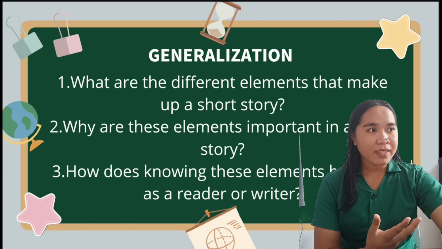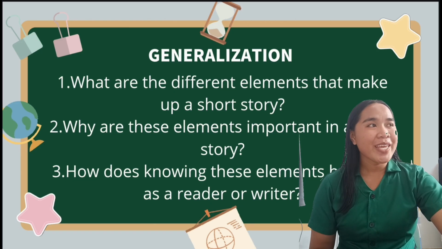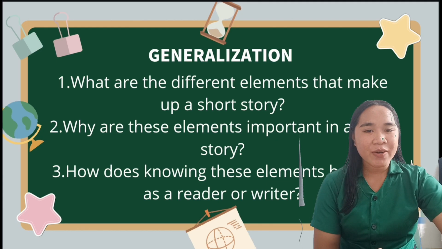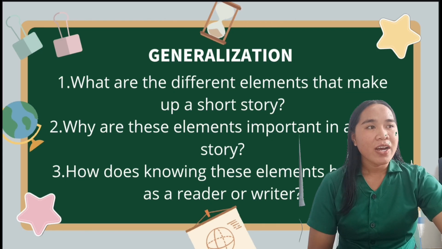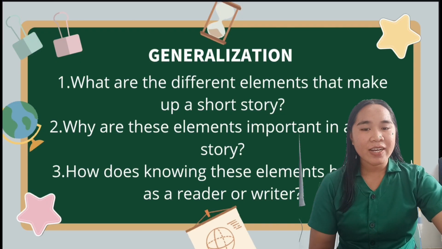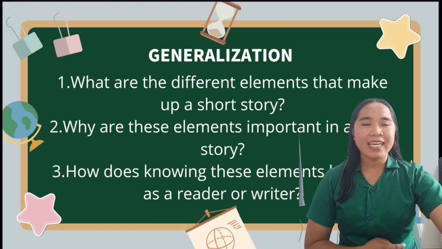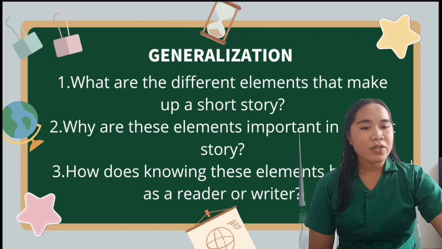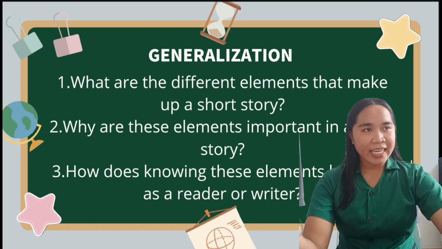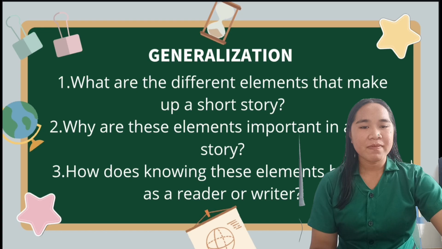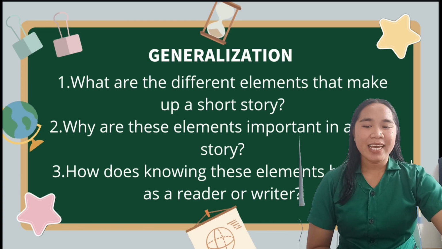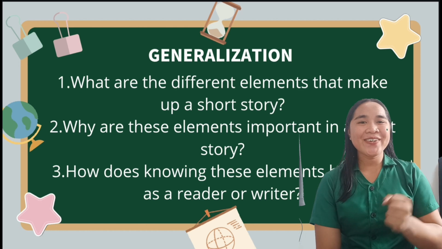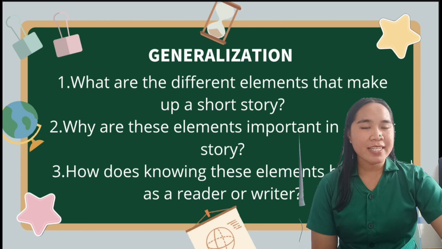Number 3, we have Kimberly. We have plot. Very good. And how about you? Number 4, what is the next element of a short story? Yes, Charlie. It is conflict. And number 5, class, what is the next element of a short story? Yes, Nikki. We have theme. Very good. And lastly, class, what is the 6th element of a short story? Yes, Jess Boy. Very good. That is the point of view.